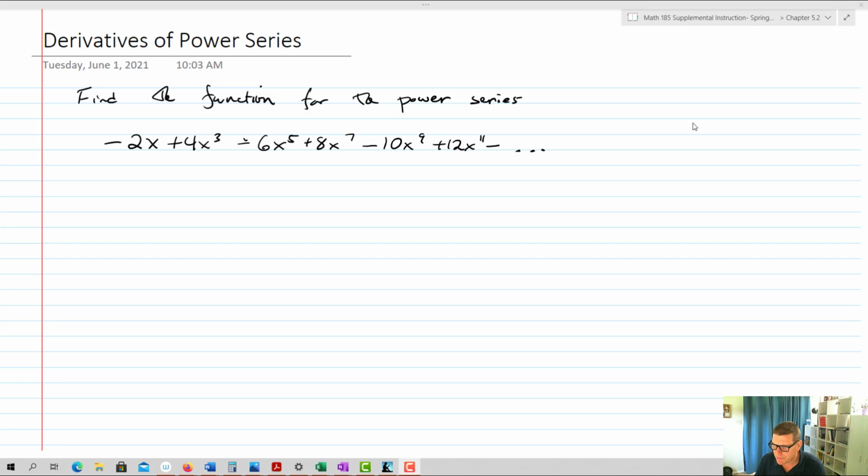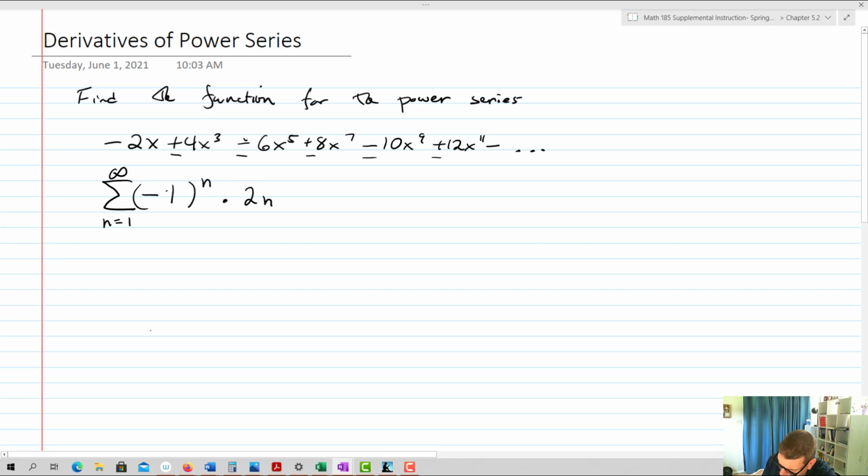Okay? So what I'm going to do first is write this series out as a series. I'm going to look here, and this is going to be the sum, n equals 1 up to infinity. It's alternating, so that's one thing I want to look at. It's all alternating, so this is going to be negative 1 to the n, times, what is that? That's 2 times n, and then that's x times x.